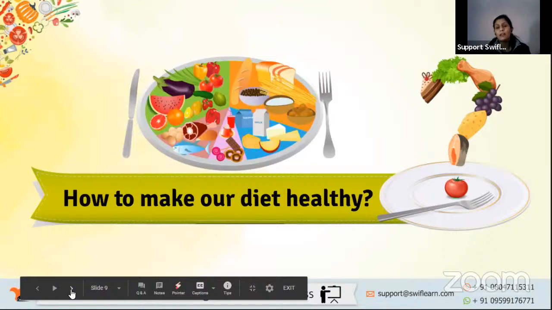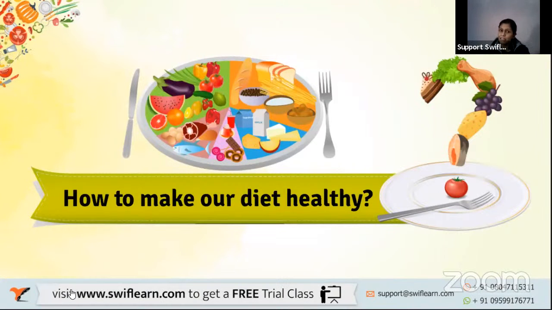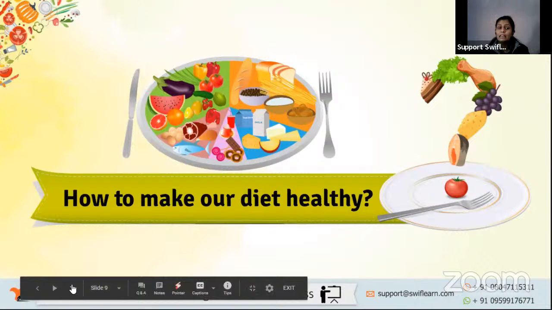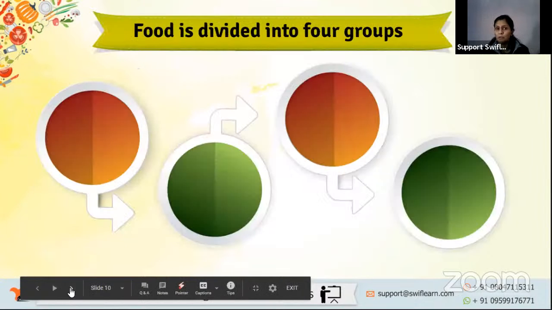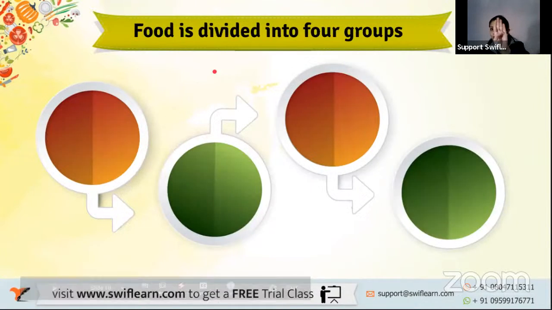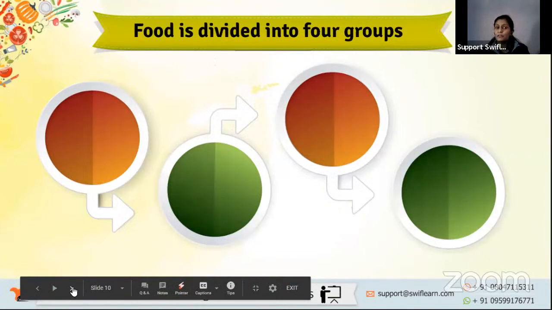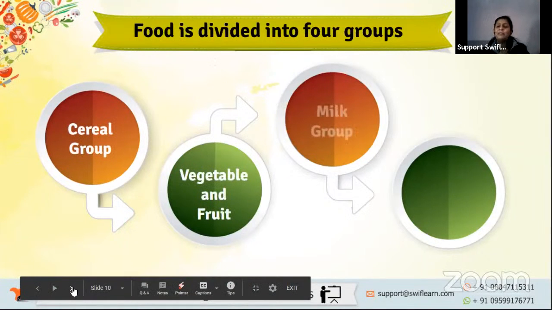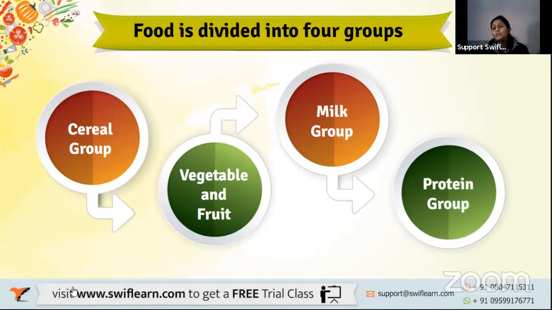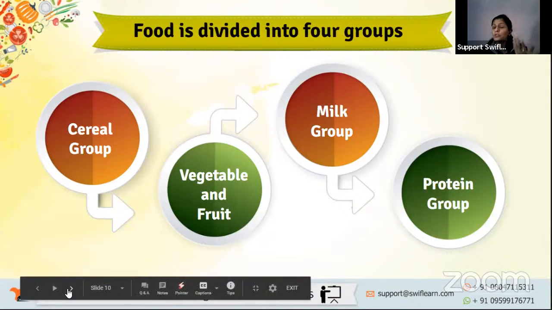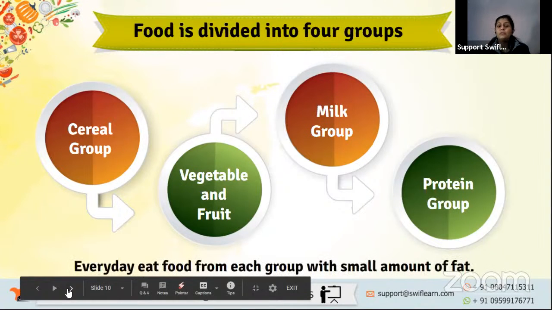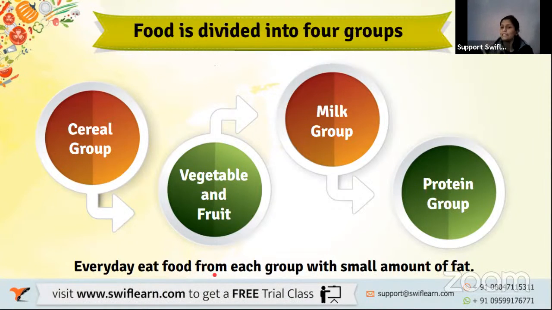So how can we make our diet healthy? It should be a balanced diet and it should be healthy also. It should do good to our body. So food is basically divided into four groups. What are these four groups? First is your cereal group, next is your vegetable and fruits, then is your milk group, and then is your protein group. What sort of food is included in these groups? Every day we should eat food from each group with a small amount of fat. We should try and include less amount of fat.